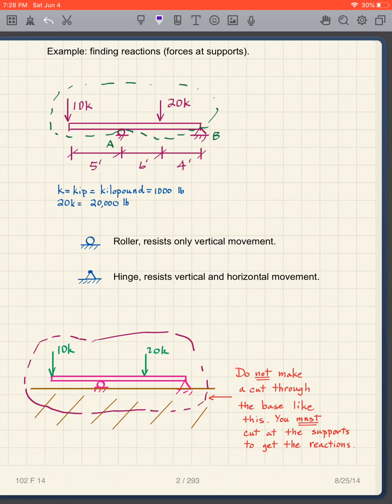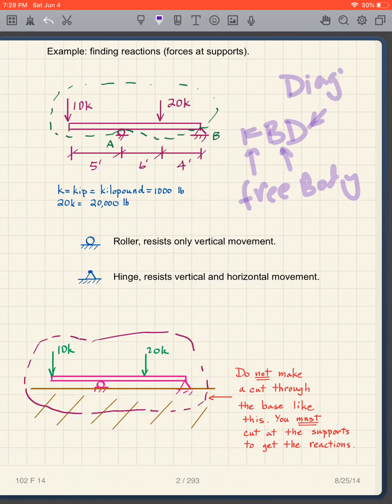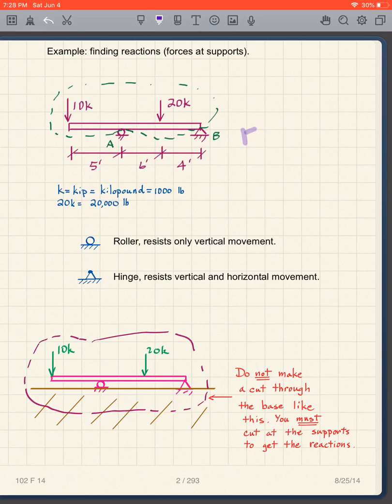What we're going to do is create a free body diagram, which I'm going to abbreviate FBD, free body diagram. This is central to everything we do in this class, pretty much. You need to be able to draw this free body diagram at both the beginning of the problem and the end of the problem. So there's going to be an initial free body diagram and a final free body diagram. How do we draw a free body diagram?